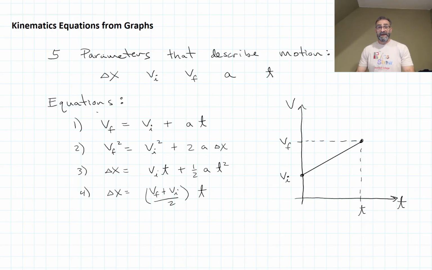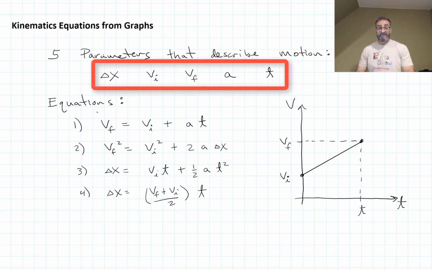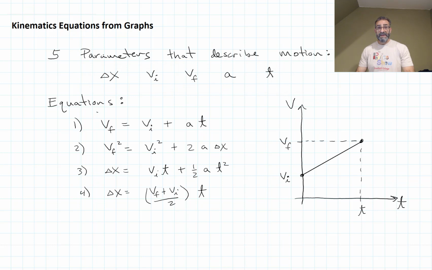When we used kinematics to describe motion, there were really 5 parameters of interest that we need to completely describe the motion. The change in position or the displacement of the object, the initial and final velocities, the acceleration, and time. Kinematics, remember, is the study of motion without using forces.